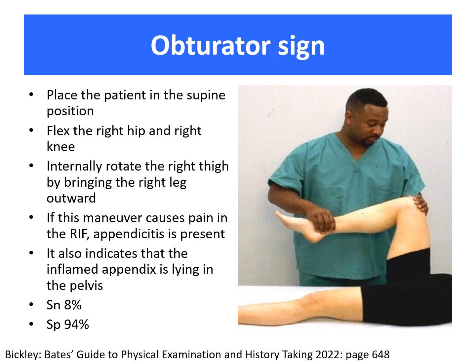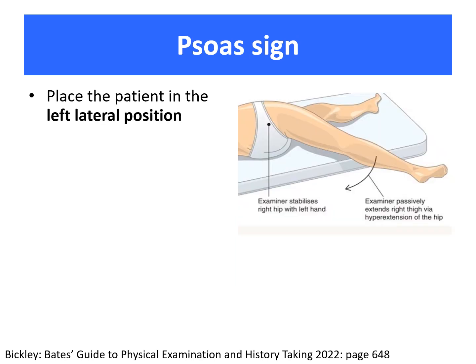It tells you that the inflamed appendix is lying in the pelvis on the obturator internus, and this is a test where you put the obturator internus muscle on stretch, and it will then pull on the inflamed appendix. It has a relatively high specificity when it is present, but if it is absent, it means absolutely nothing.